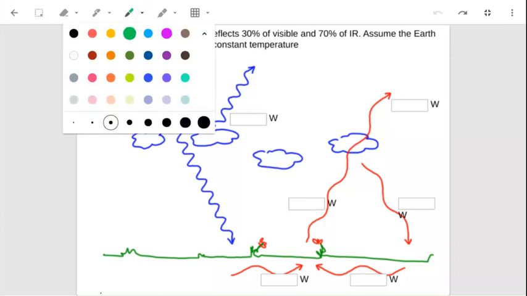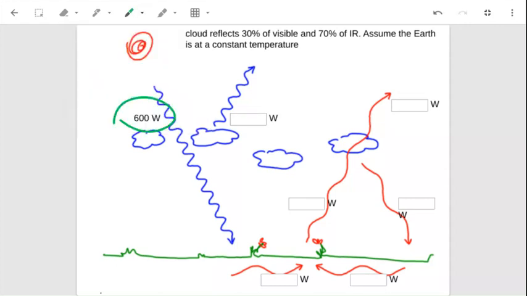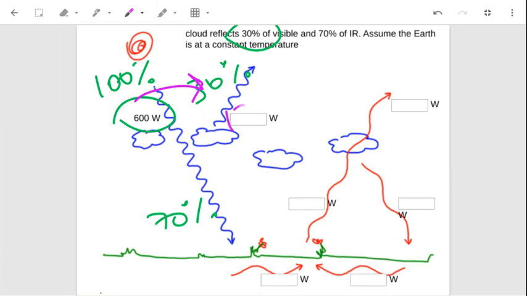Okay, so we'll start with the visible light that's coming in, and 30% is being reflected. So of the 100% that comes in, 30% is reflected and 70% is transmitted. So using those percentages, I can divide by 10 and times by 3 to get this number. Divide by 10 and times by 7 to get this number.